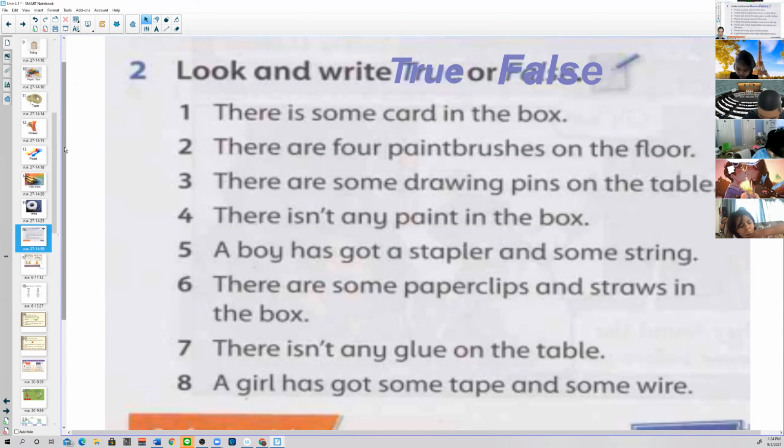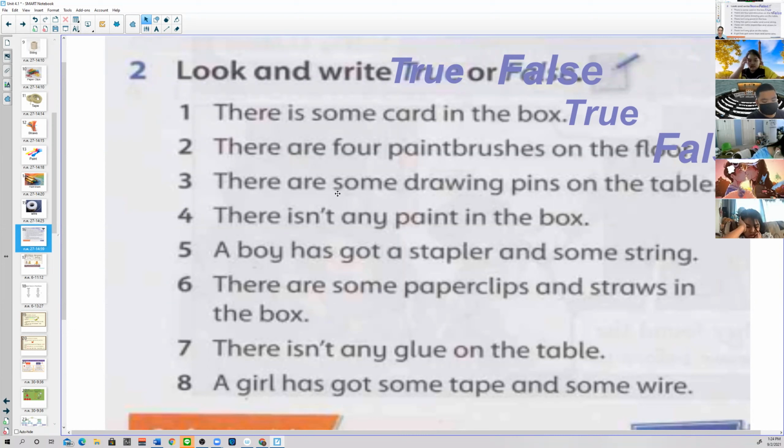Okay, number 1, there is some card in the box. True or false? True. Number 2, there are 4 scratches on the floor. True or false? False. Scratches on the floor. How many? 3. 3, yes.